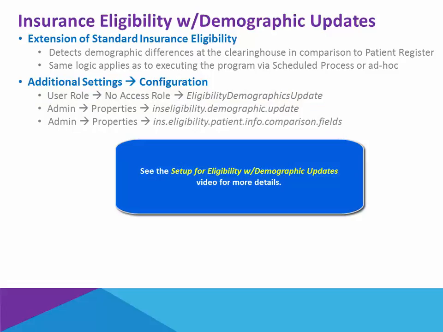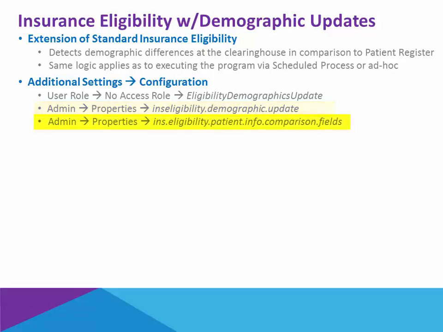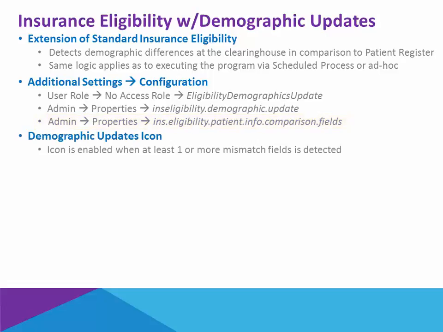In addition, there are a couple of properties, one that actually enables the update functionality, which will provide an icon at the eligibility details level that displays this comparison where the demographics differ, as well as a property that allows you to define specifically what fields of data you want to compare between patient register and the clearinghouse. Now, once that setup is defined and the benefits are captured, then the icon will be enabled when at least one or more mismatch fields is detected, and the updates that are displayed within the icon can be applied explicitly by any user who has this unique role defined to them.